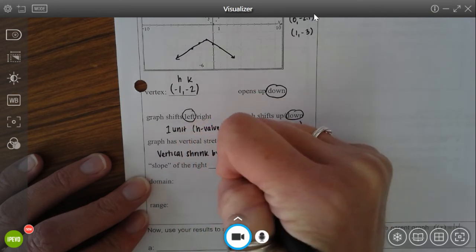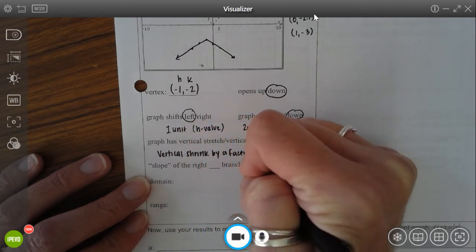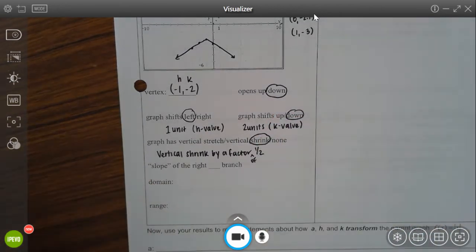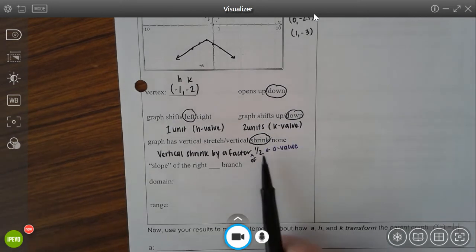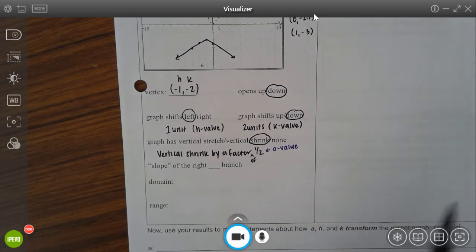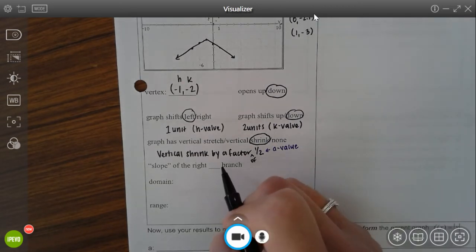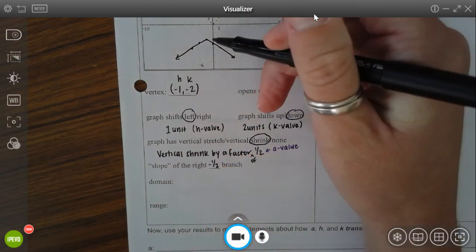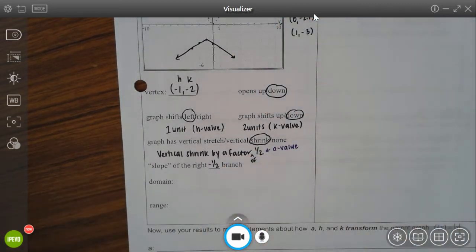I'm just going to say by a factor of 1/2. And that factor is coming from, oops, I should say of, that factor of 1/2 is coming from the a value. So we know that our a value is -1/2, but since the negative is what reflected it, we would just say it's a factor of 1/2. So the slope of the right branch here is actually going to be -1/2, and you can count that, or you should be able to look and see that that is your a value as well.